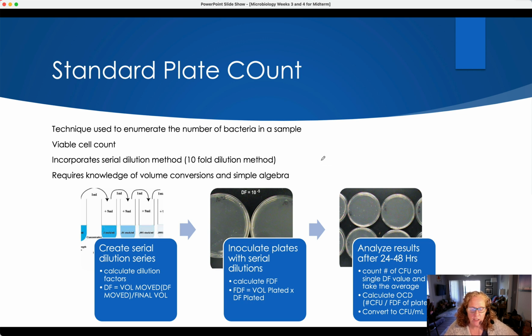your midterm practical exam. So in the standard plate count, this is a technique that's used to enumerate or to count the number of bacteria that are found in a sample. We can't necessarily go in and look at an entire sample, a whole milliliter of sample. That would contain so many bacteria cells that it would be really difficult to count that many.